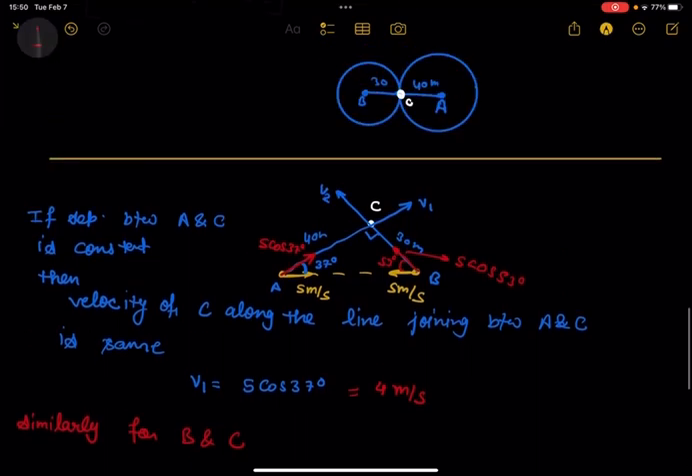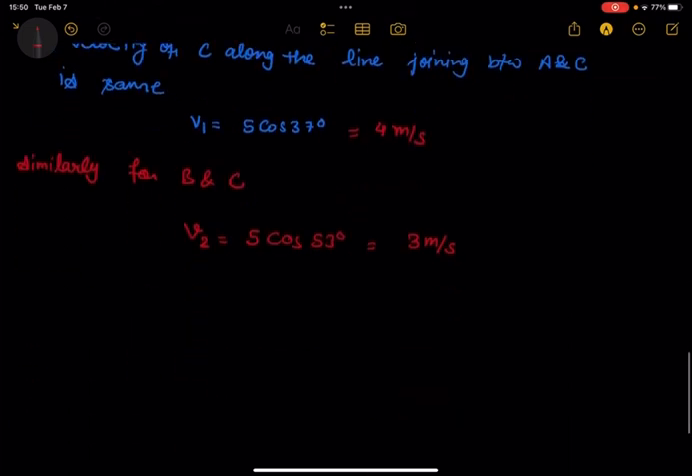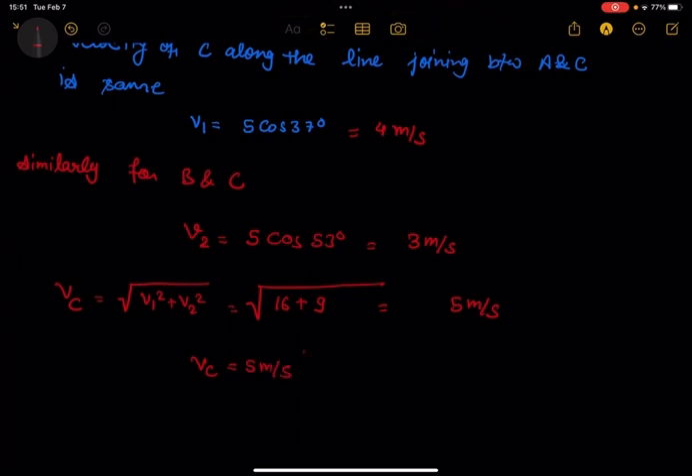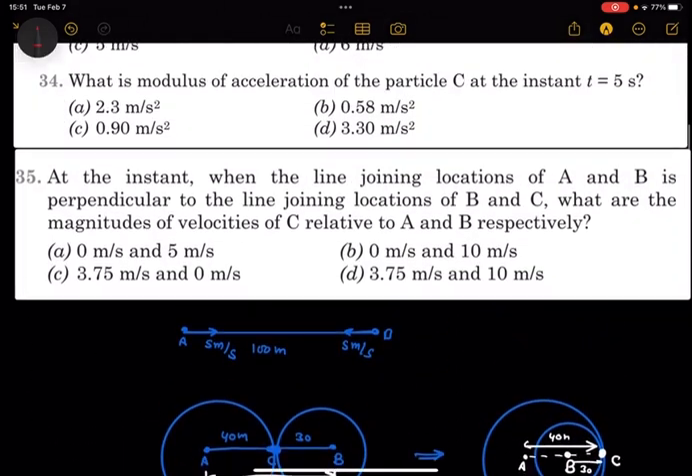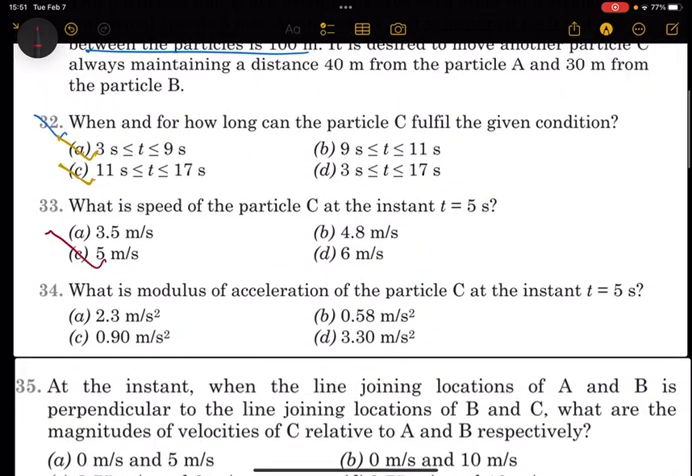Now these velocities are perpendicular to each other, so the resultant velocity is going somewhere here. We can very easily calculate the velocity of C as square root of V1 square plus V2 square, that is square root of 16 plus 9, which is equal to 5 meter per second. So the velocity of C is 5 meter per second. This is the answer of the second question.